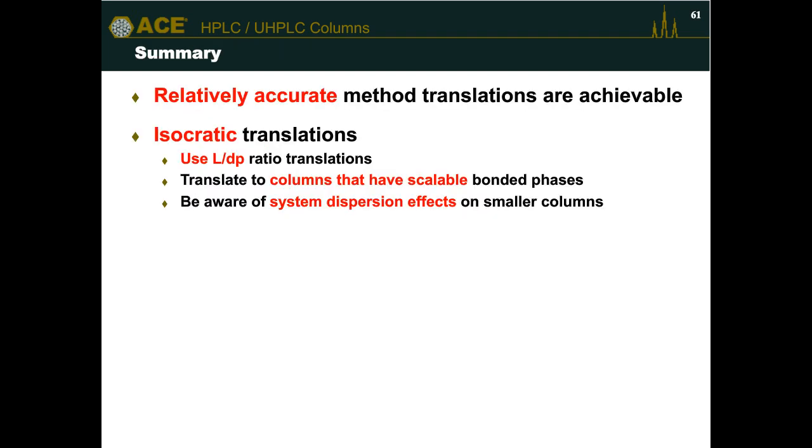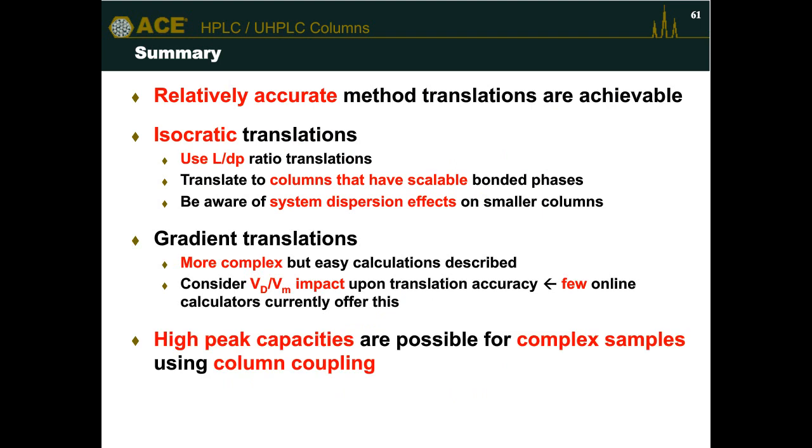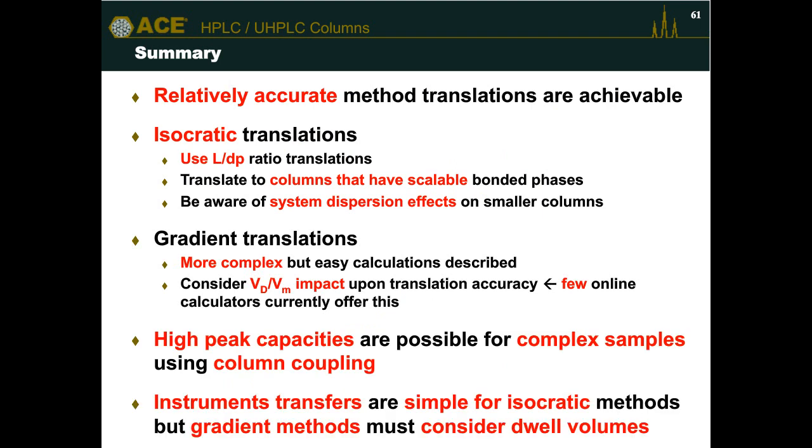So I have come to the end really. Hopefully I've shown you isocratic translations are quite straightforward. Gradient translations are a little bit more involved, but they shouldn't be scary. And also I've shown you how we can do method transfers between instruments as well.